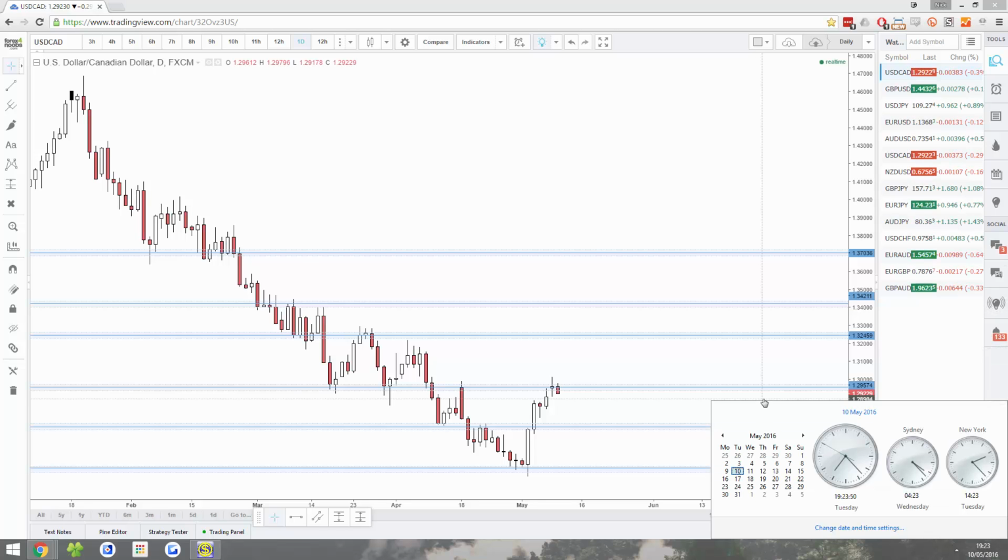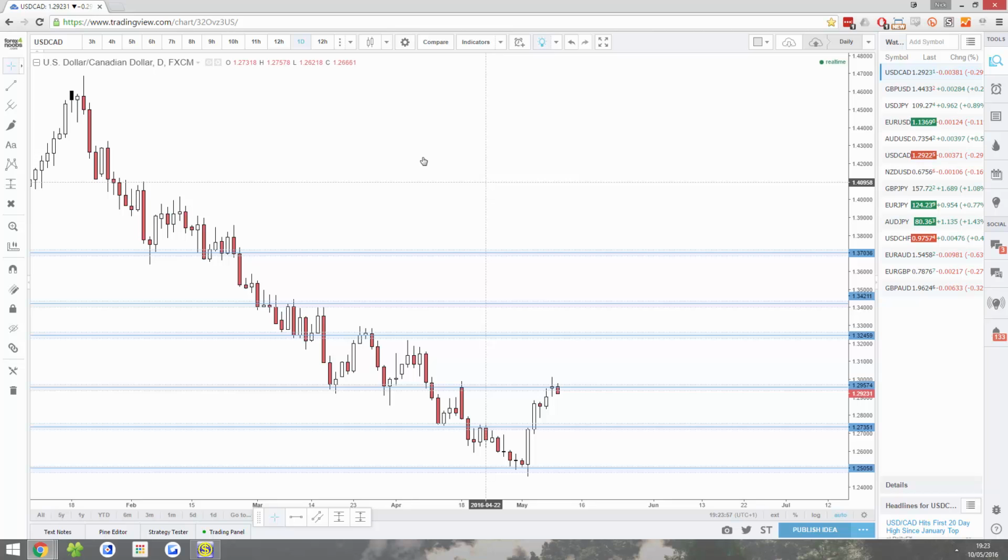Today is Tuesday the 10th of May 2016 and it is 1923 here in the UK. You're looking at a USD-CAD daily chart. In today's analysis I'm going to be going through each and every pair on this list to the right here. I'm going to be looking at each and every time frame for those pairs.